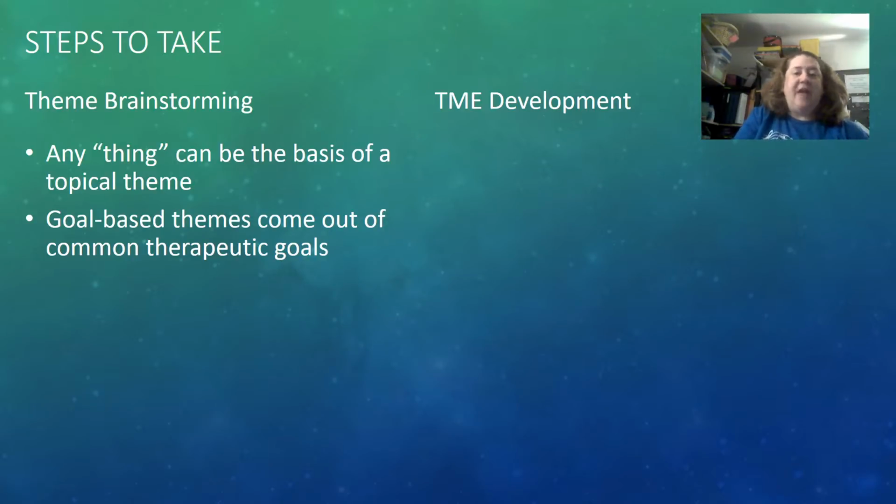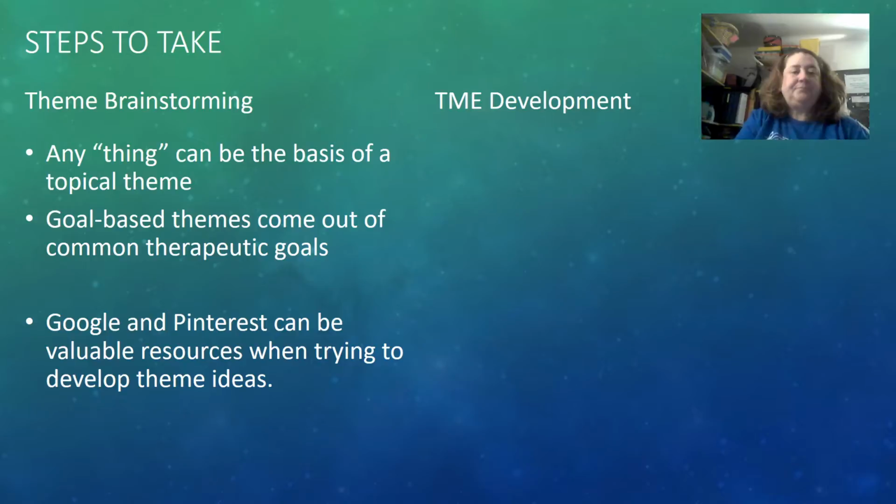Goal-based themes, again, come out of common therapeutic goals. So if I know that I have 5 clients who particularly struggle with anger management, I can come up then with an anger management group. And everything that we're going to do within that group, everything we're going to do within that theme is going to be discussing anger management in some way.